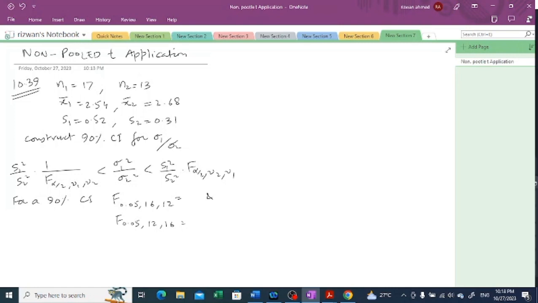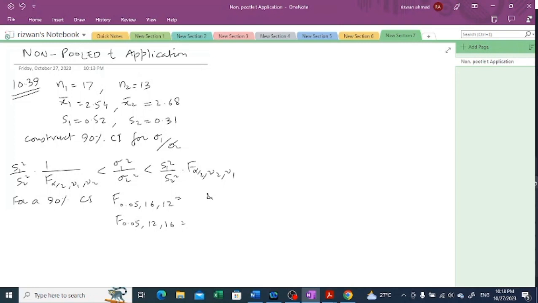So the mean GPA of 17 sophomores is given as 2.54, whereas their standard deviation is given as 0.52. The mean GPA for junior students is given as 2.68 and standard deviation is given as 0.32. First of all, we need to determine the relationship between two population variances, whether they are equal or not, or considered equal or not.